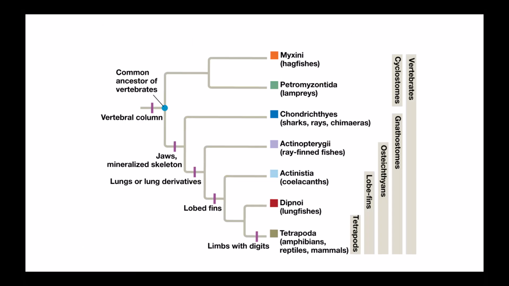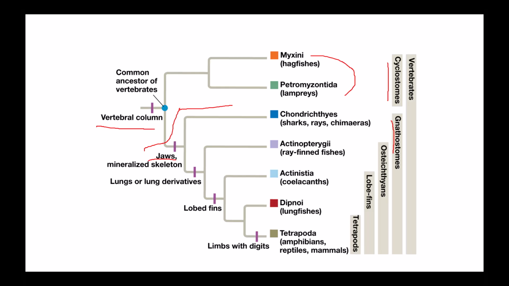So this tree shows you the different vertebrates. Everyone in this one is in the vertebrate clade. That means they have a backbone, so they have a vertebral column. And then we had Myxini and Pteromyzontidia, which are cyclostomes. So those are the jawless fishes. Everything else from here on technically is a gnathostome, so they have jaws.